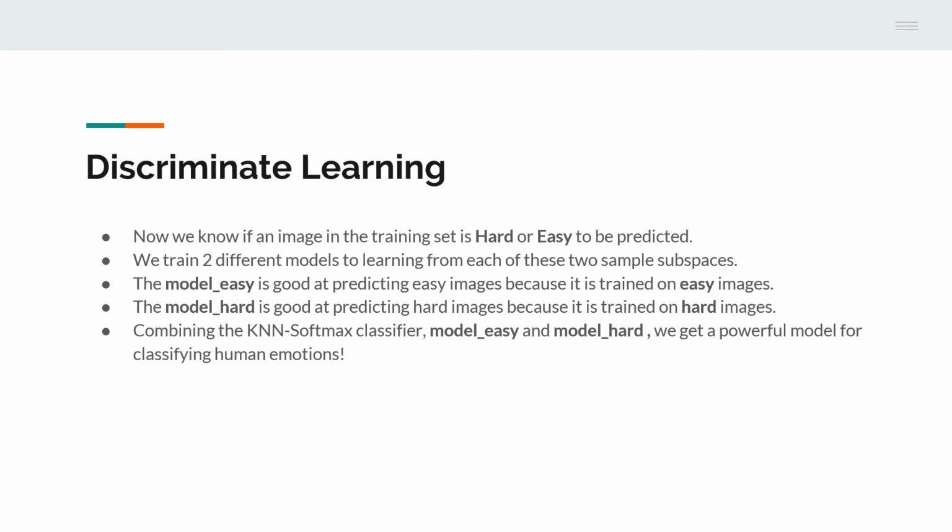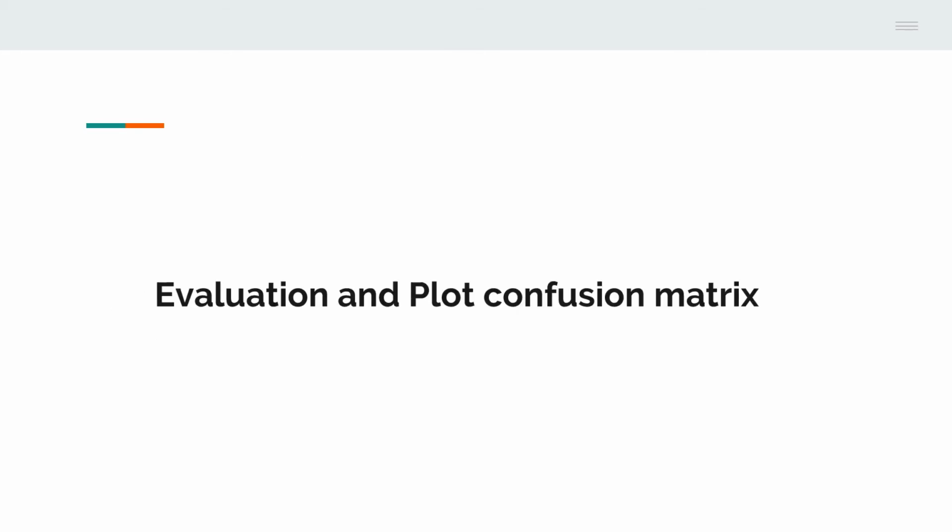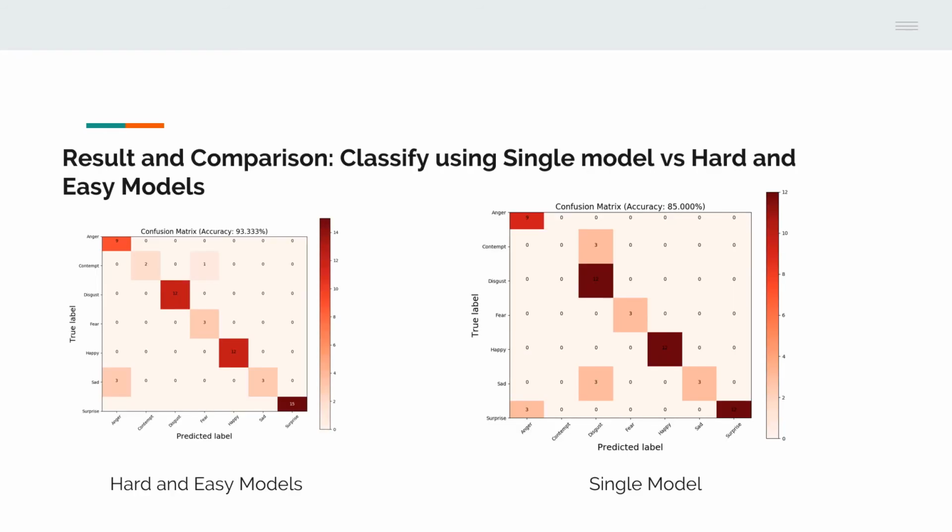We train a model easy based on easy images only, and we train a model hard based on hard images. And then we combine the 2 predictions to produce our overall result, which is much more powerful than using only one model. The next section is to evaluate our model and plot the confusion matrices. The confusion matrix on the left is achieved by our final hard and easy models. As you can see, it has a 93.3% accuracy on the testing set. In comparison, if we train only one residual neural network to classify the emotions, it can only get an 85% accuracy, as shown on the right side.